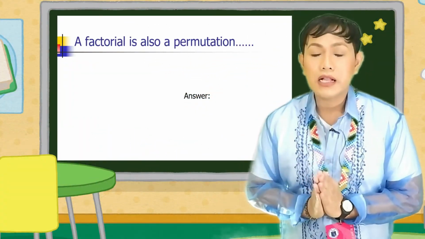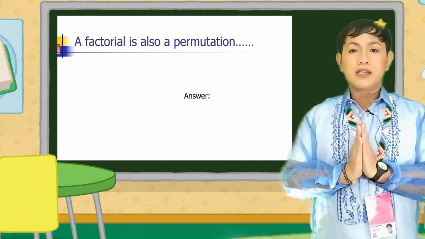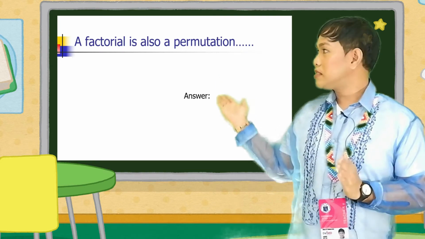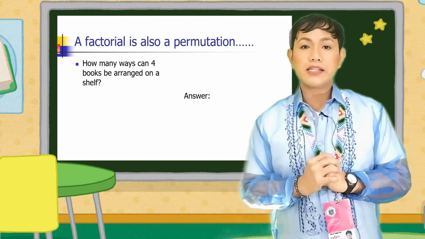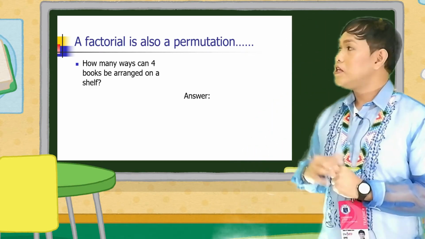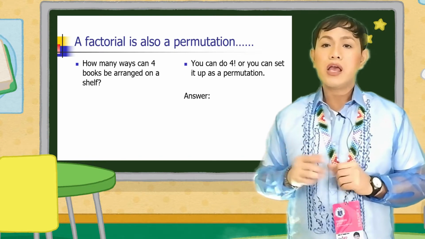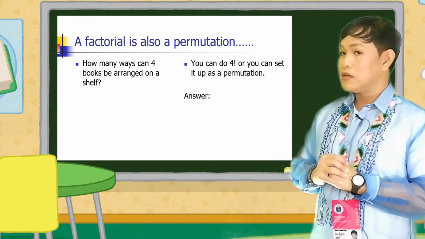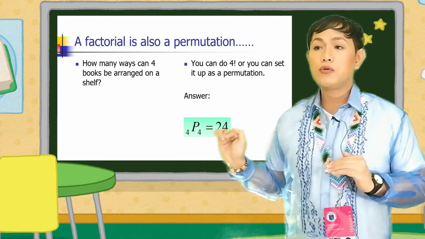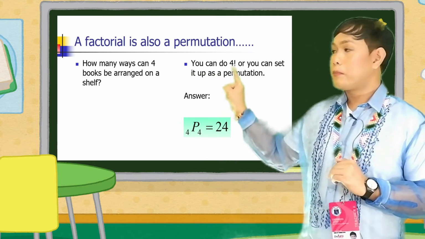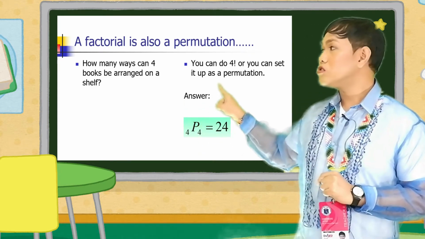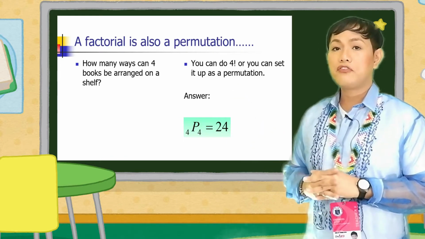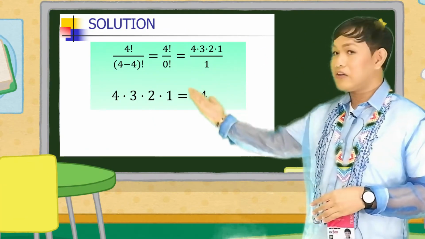So then we will be able to say that a factorial is also a permutation. Let us try to learn more about that by using a problem. How many ways can 4 books be arranged on a shelf? You can do 4 factorial, or you can set it up as a permutation. So it's either 4 factorial or you will be using this solution. The permutation of 4 objects taken 4 at a time is equal to 24. And for the full solution to this problem, here it is.